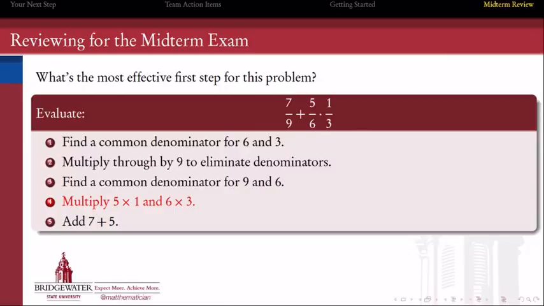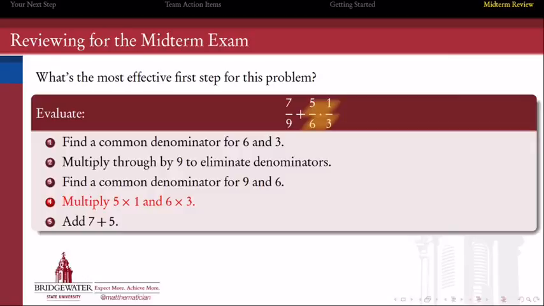And this also gets at another thing. Why is it okay for us to just multiply without having to worry about step 1, the common denominator for 6 and 3? How come that's not my effective first step? We don't need a common denominator when we're multiplying fractions. We only need a common denominator when we're adding or subtracting fractions. Now, it doesn't hurt to find a common denominator before multiplying, but it will make your life nastier.